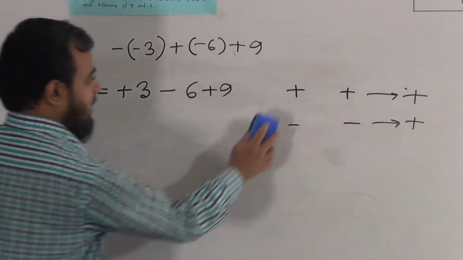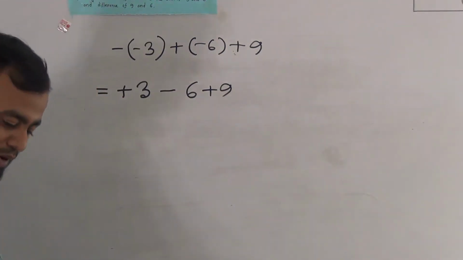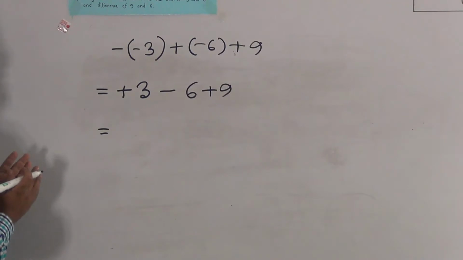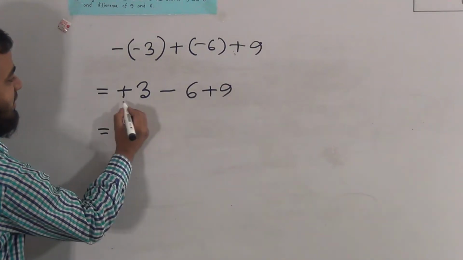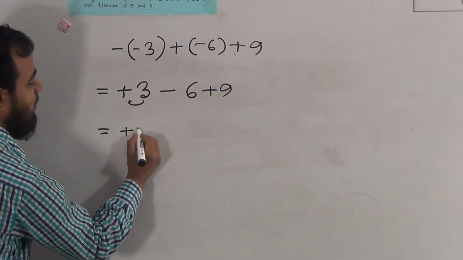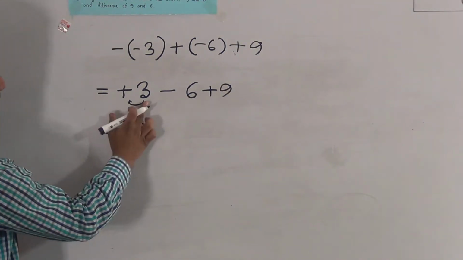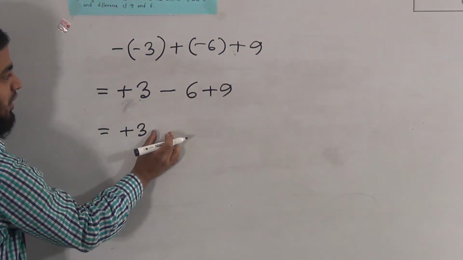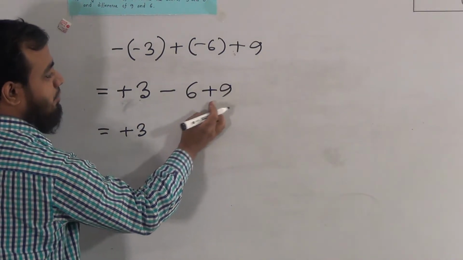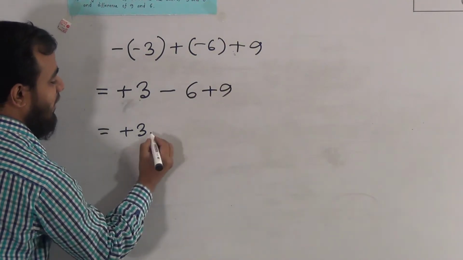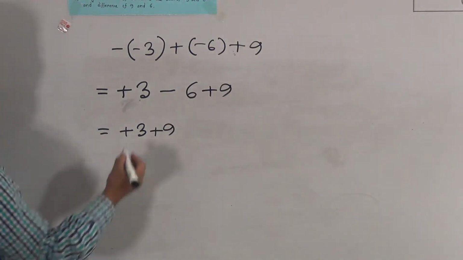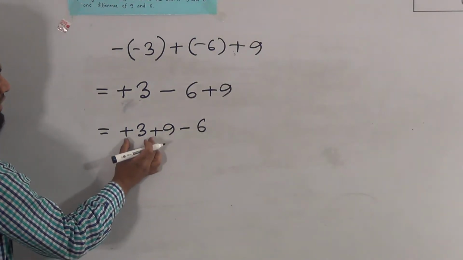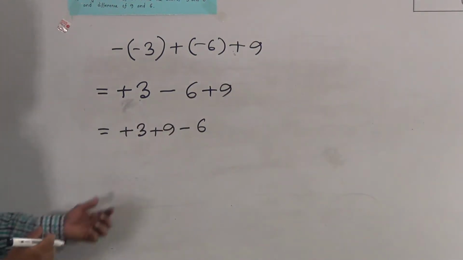After that, in the next line, we should arrange the plus signs and minus signs. We should arrange the terms with plus signs in front, and then we should write down the minus signs. This 3 has a plus sign. We should write down plus 3 in front. After that, look, 6 has a minus sign, so we can't write 6 here. Next, 9 has a plus sign in front of it. That is why we can write down plus 9 here. After that, we can write down minus 6, because these two numbers, 3 and 9, have plus signs in front. That is why we can arrange them in front.